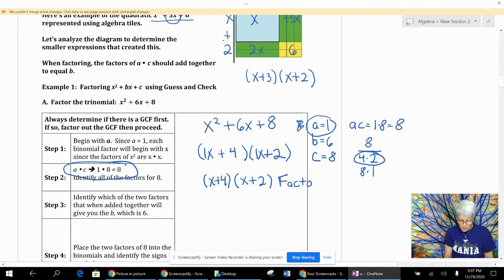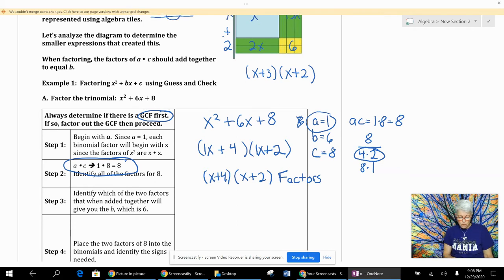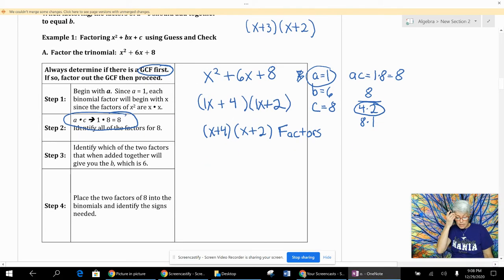Now, I did forget to mention that before you even start this whole process, check to see if there's a greatest common factor. When I look at x squared plus 6x plus 8, there is not a greatest common factor in that. All right, let's move on. That's the guess and test method.